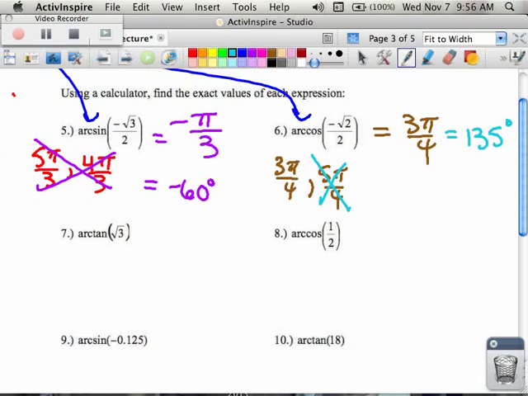Let's just try typing in number 7 on our calculator. Arctangent, pardon me, of root 3. And if you're in degrees, 60 degrees.